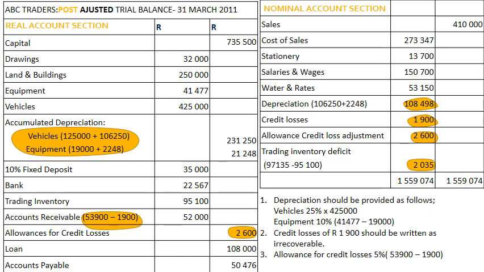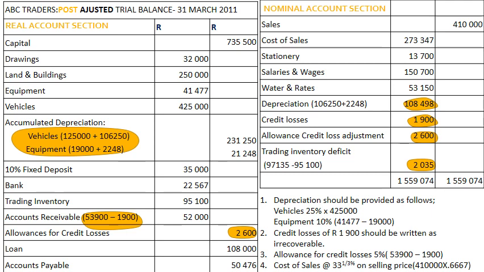The loan account doesn't change. The accounts payable doesn't change. The sales value doesn't change. We will then calculate the cost of sales because it was not a given figure. We were told that the trader uses a perpetual inventory system where goods are marked at 33 1/3% on selling price. We will therefore calculate the cost of sales by taking the sales figure of 410,000, multiply it by 66.67% to arrive at the cost of sales of 273,347.